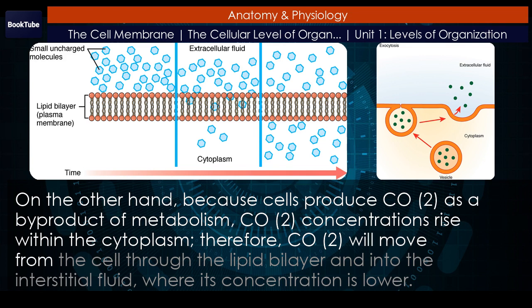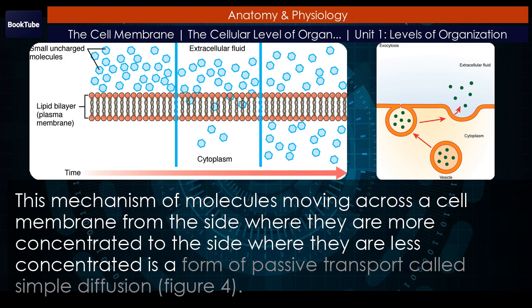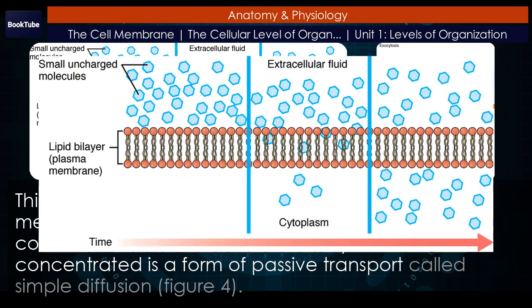Therefore, CO2 will move from the cell through the lipid bilayer and into the interstitial fluid, where its concentration is lower. This mechanism of molecules moving across a cell membrane from the side where they are more concentrated to the side where they are less concentrated is a form of passive transport called simple diffusion.